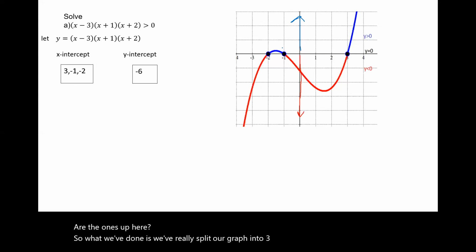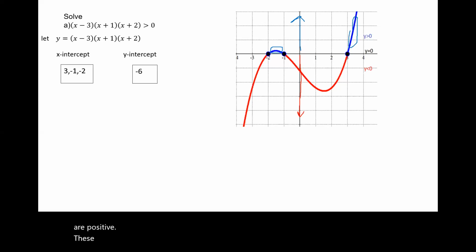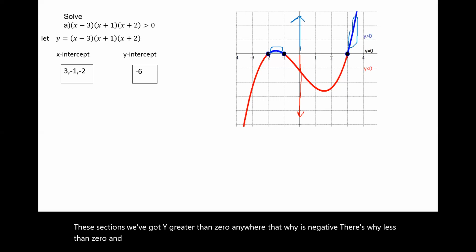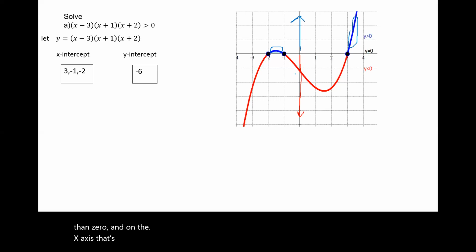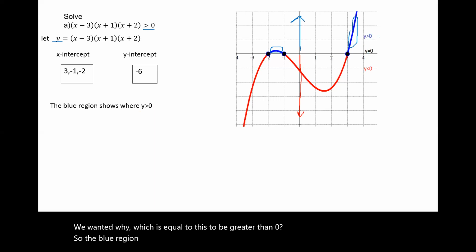Anywhere that your y values are positive, in these sections, we've got y greater than 0. Anywhere that y is negative, there's y less than 0. And on the x-axis, that's where y equals 0. All right, what were we trying to solve with this? We wanted y, which is equal to this, to be greater than 0. So the blue region is showing us where y is greater than 0. So we just need to describe the blue region.